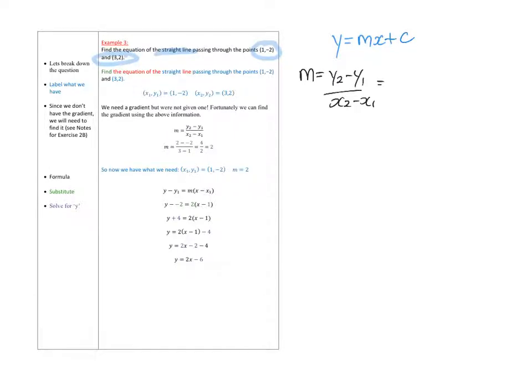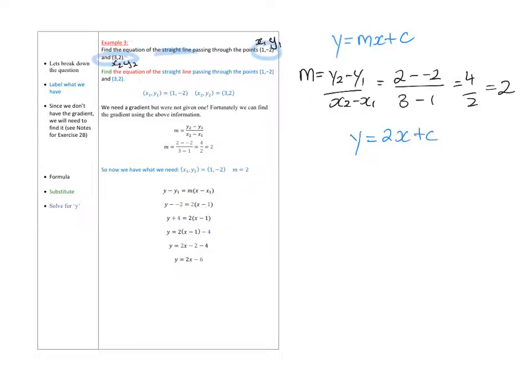So now I'll go back and label my points. That's x1, y1, that's x2, y2. And I'll pop them into the formula. So it's 2 minus a minus 2 over 3 minus 1. So what does a minus and a minus become? Positive 4 over 2, which equals 2. So now I have the m value.